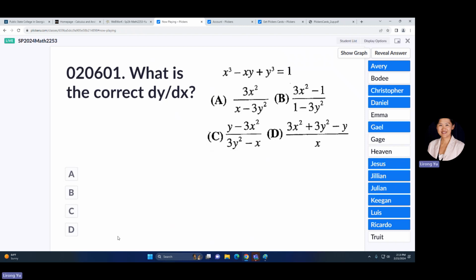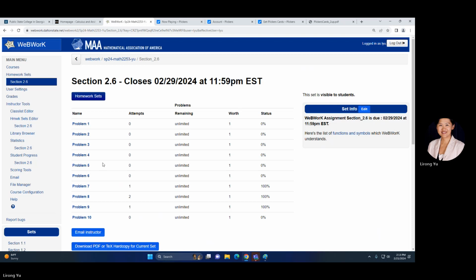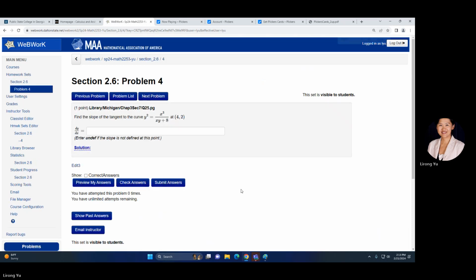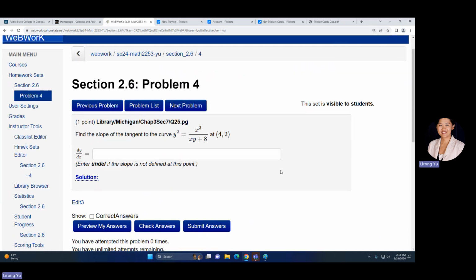Okay, any homework questions? Number 6. Okay, so the question says find the slope. So meaning that we have to find the derivative. After we find the derivative, we have to plug in the number. So the derivative is a formula, but the slope is a number.